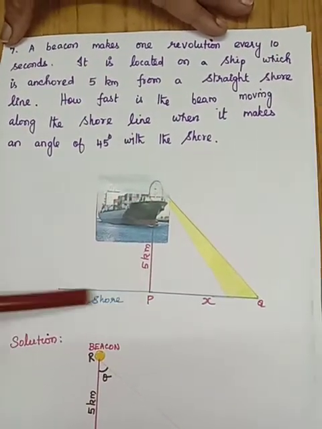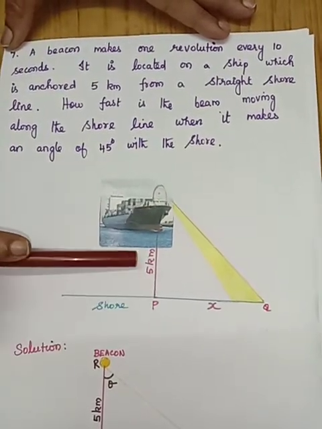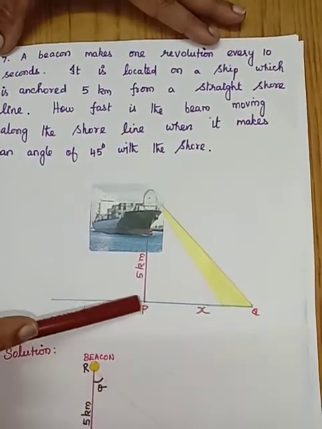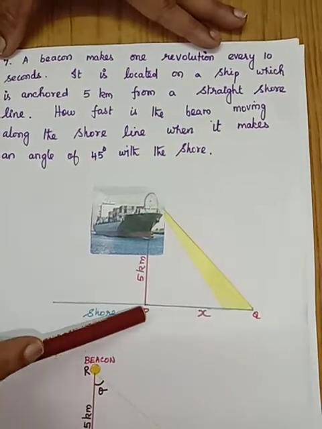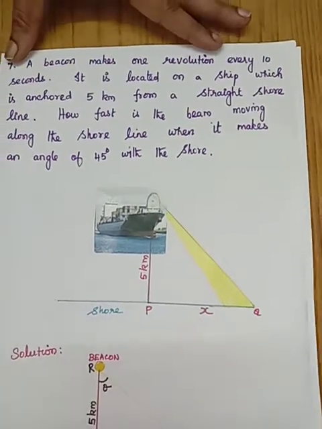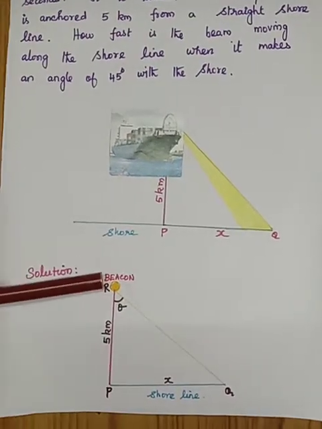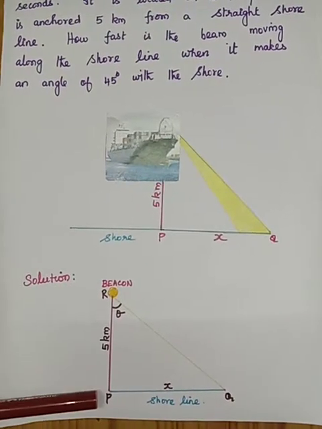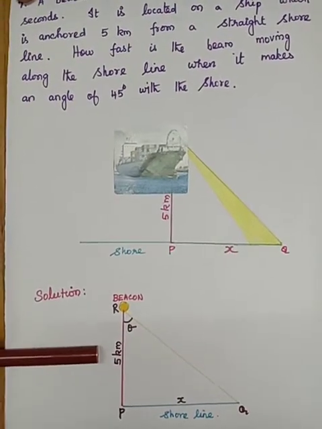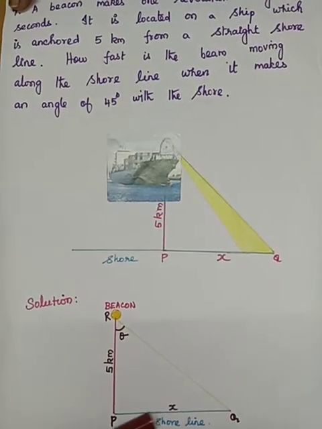So this is a shore. Okay, so the straight shoreline, the distance is nothing but 5 kilometers. And see that the beam of light moves on the shoreline. So this distance PQ we don't know, so we have to take it as x. Okay, so the same diagram I have drawn here. So this is the position of the beacon, I have denoted as R, and P is the point on the shoreline. See that the distance between them is 5 kilometers.